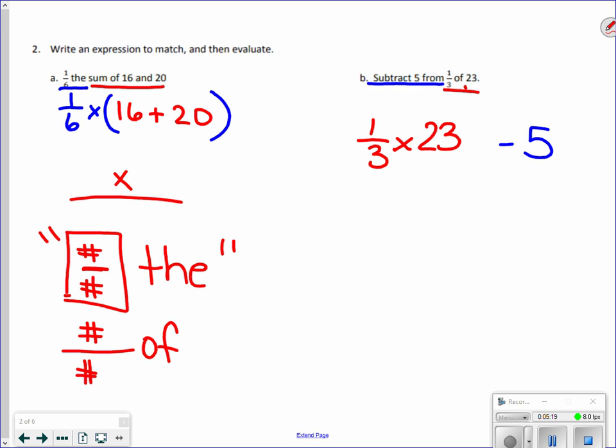Where do the parentheses go? Around the red or around the blue? Around the red. So I want to know what to do first. Even though this is in the front, it's not what I do first, because I'm subtracting 5 from 1/3 of 23.